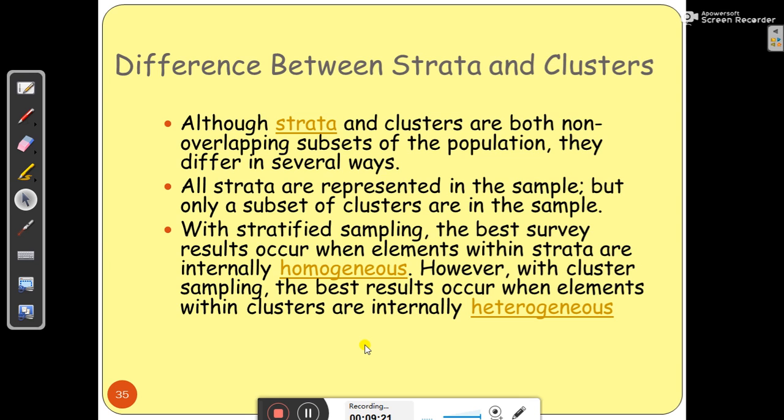With stratified sampling, the best survey results occur when elements within the strata are internally homogeneous. So the elements should be homogeneous. However, with cluster sampling, the best results occur when the elements within the clusters are internally heterogeneous. So there is a very huge difference between homogeneous and heterogeneous elements in the strata or in the clusters. That is a very huge and significant difference between strata and clusters.